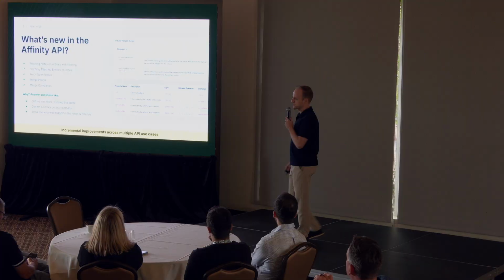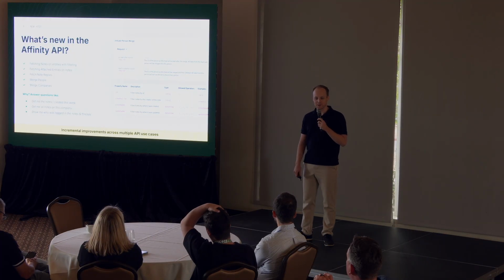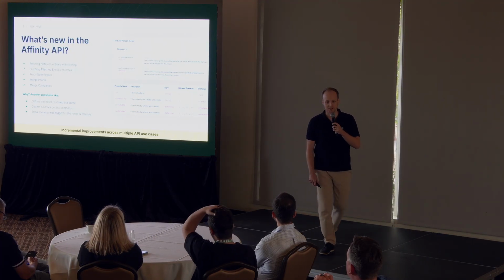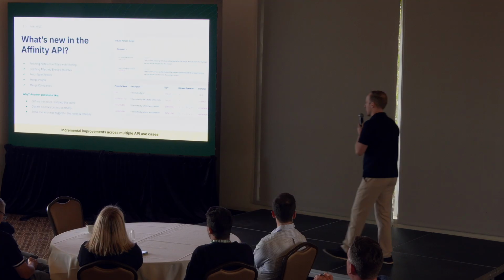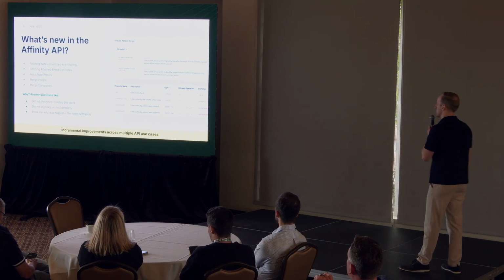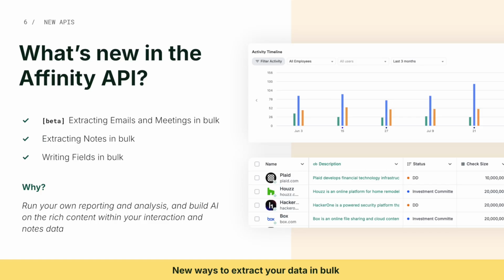Because I'm in product, naturally I'm going to talk a lot about roadmap and what we've built and get into the specifics. So hopefully this is what you came to see. What's new in the Affinity API? We've had this V2 version of the API out for some time. This is our new standardized approach to API. It's more scalable, more stable, well documented, and going to be used to support basically everything we do in the future.